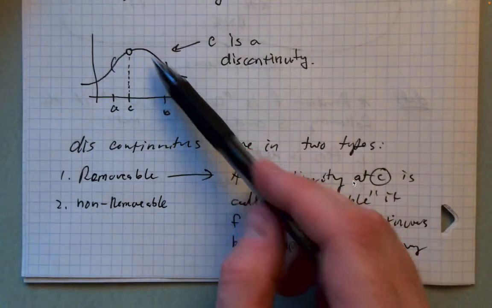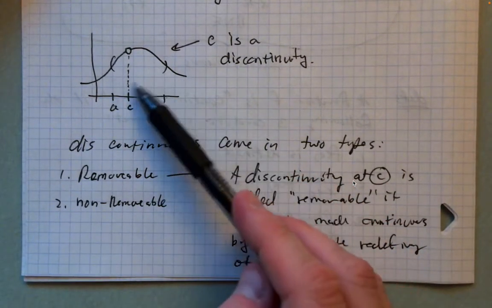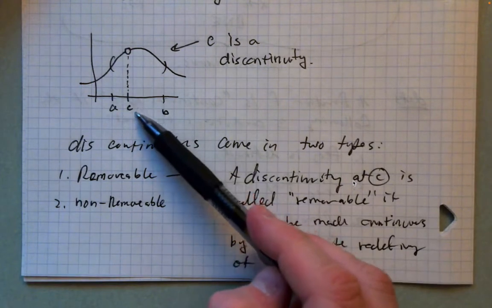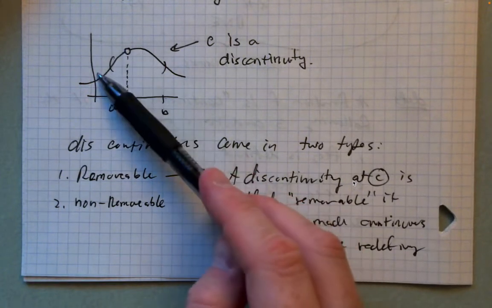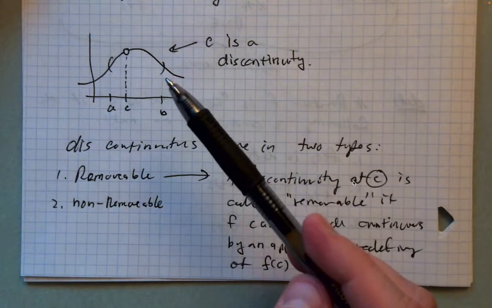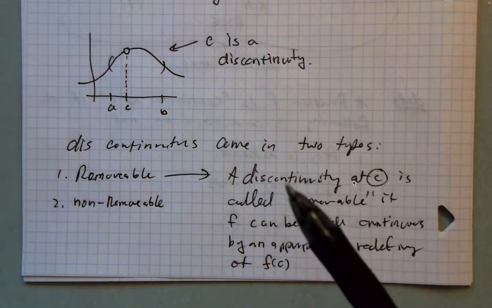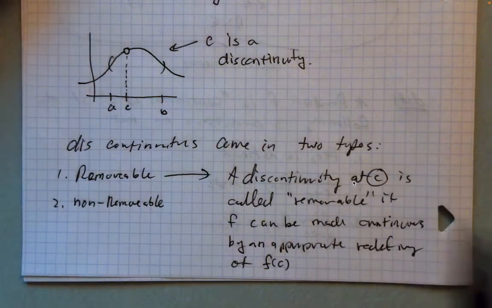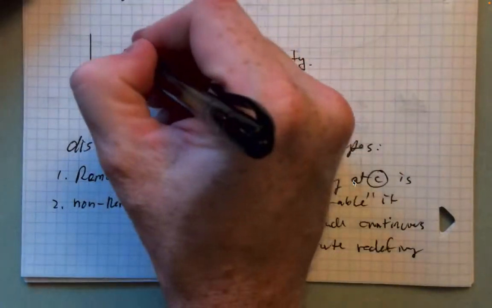Right, so all I've got to do here is redefine f at this one point, and then the function is continuous at that point. Right, you can kind of think of a removable discontinuity as a discontinuity where basically I could take one point and sort of plug the hole.